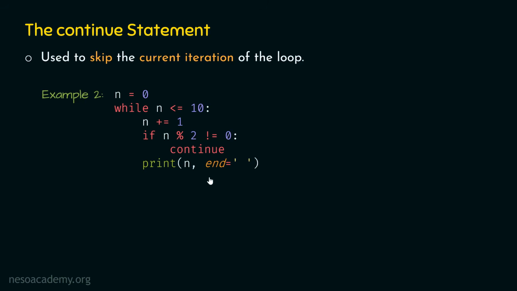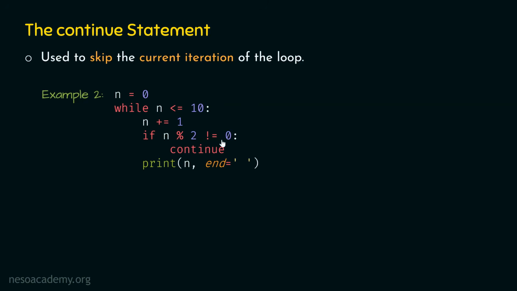Here we are providing these two arguments, n and end equal to these quotes with white space in between these quotes. So the number with white space will be printed on the screen. All numbers will be printed in the same line. Initially, we know that n is 0, therefore this condition is satisfied. N is incremented by 1, so n becomes 1.